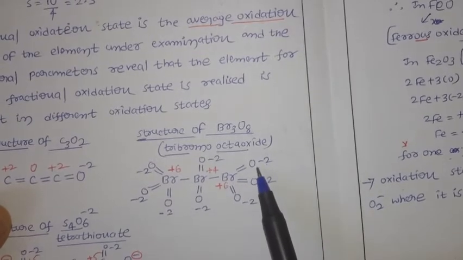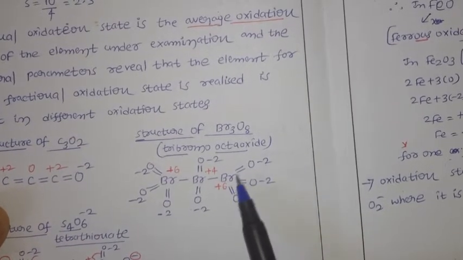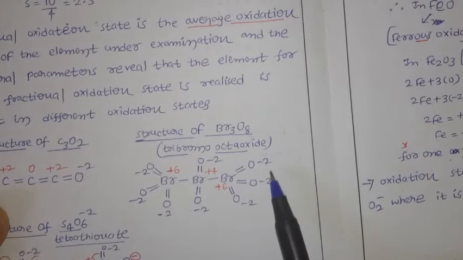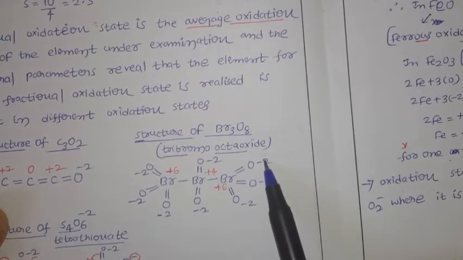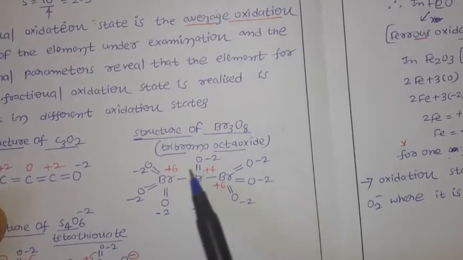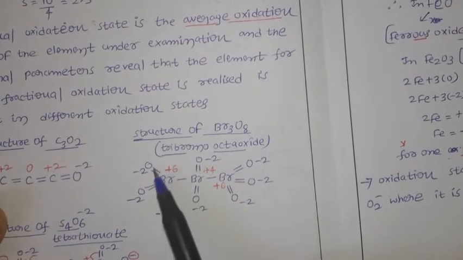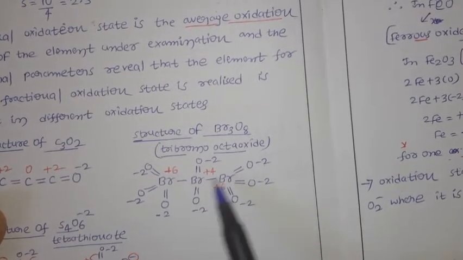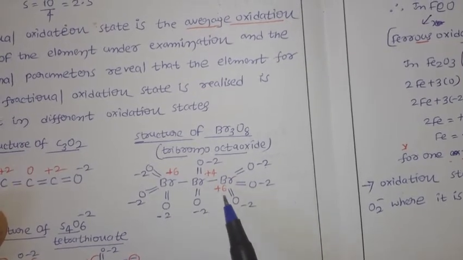Now come to here. On this bromine we have 3 oxygen atoms, so minus 2, minus 2, minus 2. This minus 6 is going to compensate with what? Plus 6 on the bromine atom. So here what happened, in this structure each bromine atom has a different oxidation state. That is plus 6, plus 4 and plus 6.